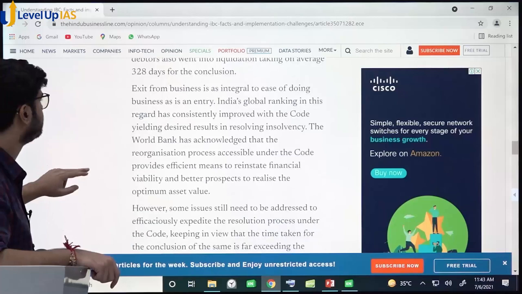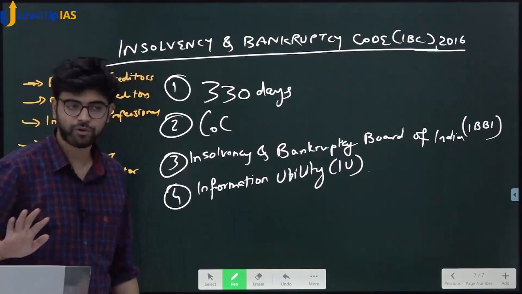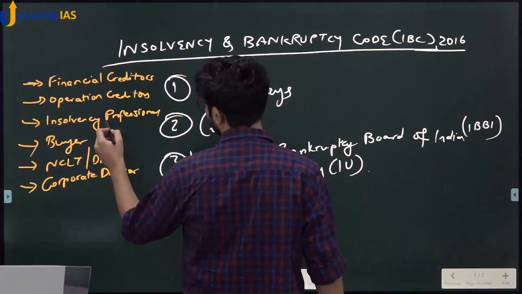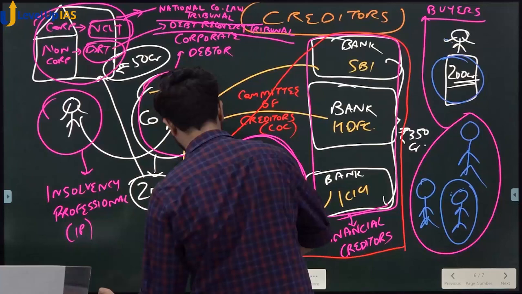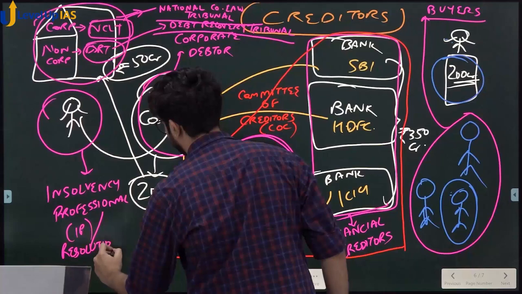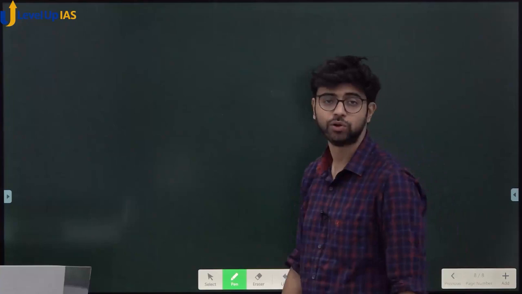Taking 328 days for the conclusion because 330 ka to limit hai. Uske andar hi karna hai. Right? Were you able to understand more of it? Or you know, just so I would write insolvency professional ko resolution professional bhi bolte hain. Did you understand this? Yes or no?